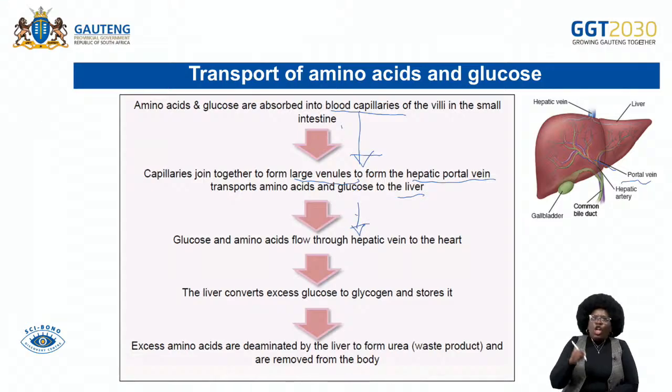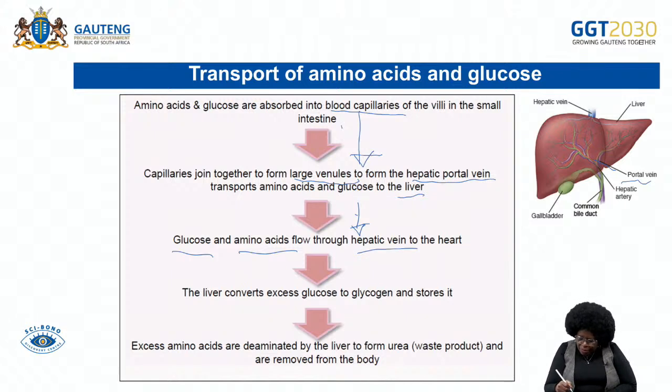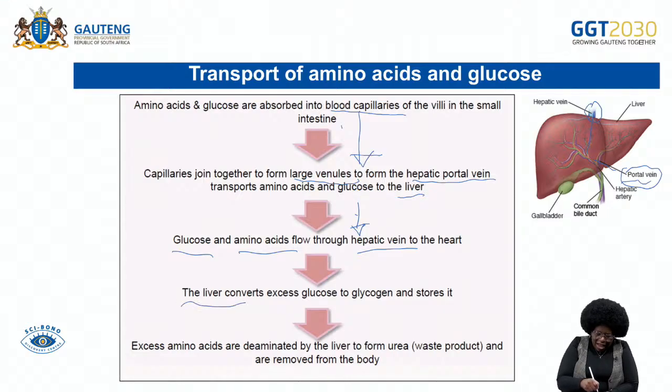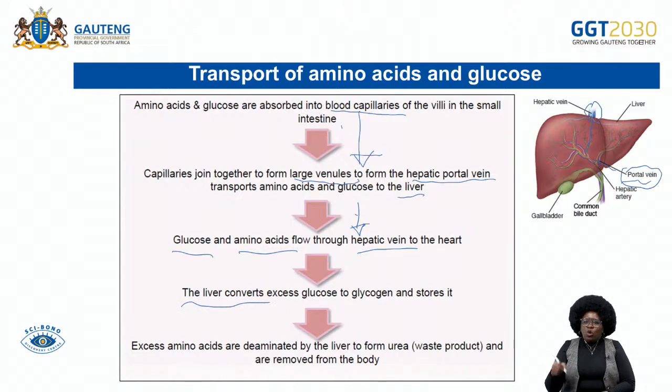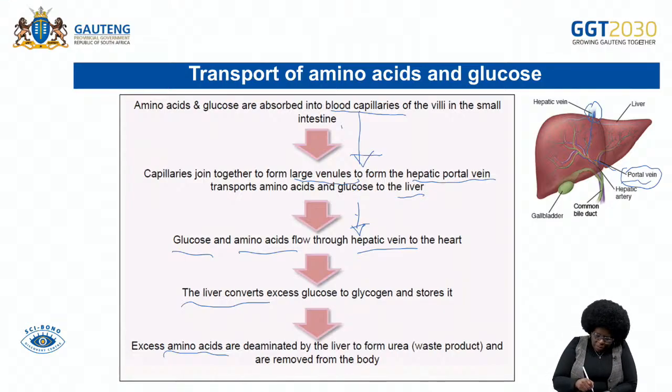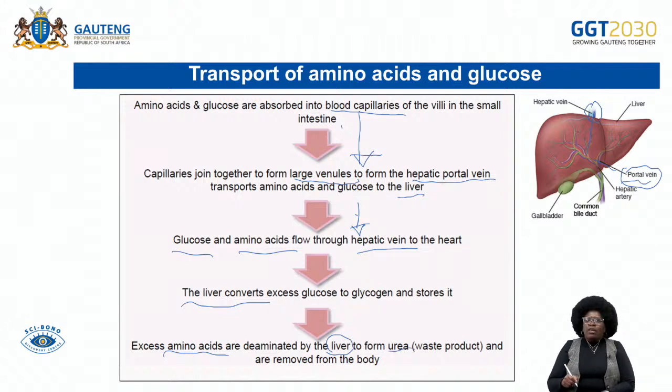And check this out, glucose and amino acids flow through the hepatic vein to the heart. So they go through the hepatic portal vein to the liver, and now out through the hepatic vein, not the hepatic portal vein, to the heart. And the liver converts excess glucose to glycogen and stores it. This is the lesson that you are going to go through. And excess amino acids are deaminated by the liver to form urea. The liver plays such a role. Urea, which is a waste product, can be passed when the excretion process takes place.